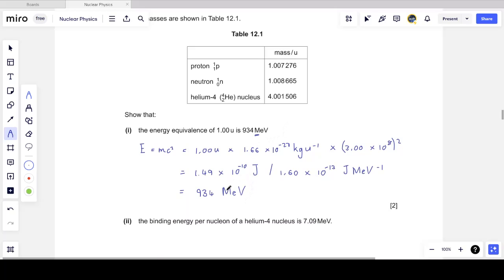Again, there are multiple ways of doing this. I just feel comfortable using E is equal to mc squared and throwing in the value of one atomic mass unit. That should, when I convert to mega electron volts, give me 934.